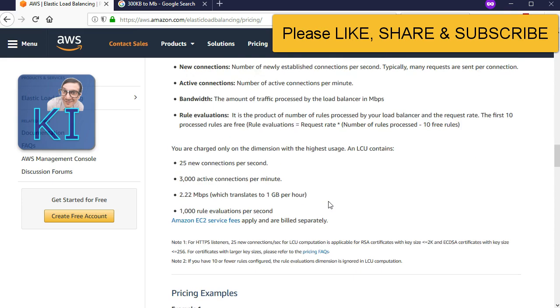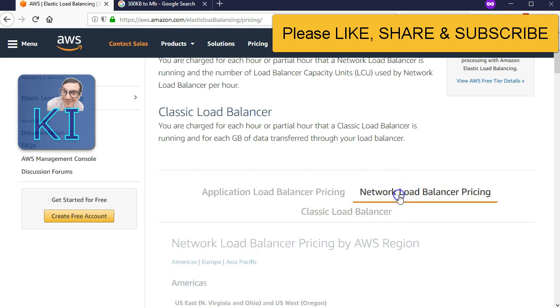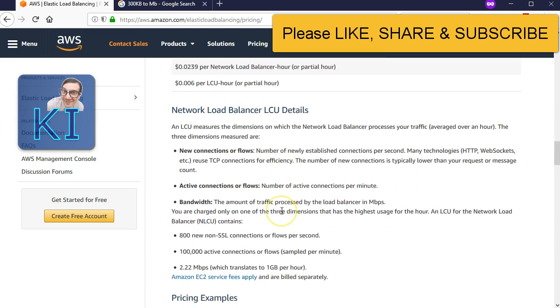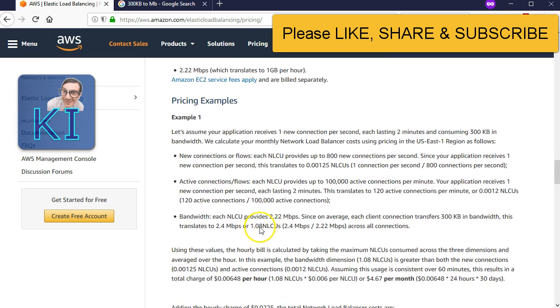So quickly, within a few minutes, let us see the other one, which is NLB. In case of NLB, it works kind of the same way. The only thing is here there are only three factors: the number of new connections or flows, the number of active connections, and then the bandwidth. Here, as we know, the rule resolution, the rules which were getting evaluated in case of ALB, that thing is not available here. So let's very quickly see this.